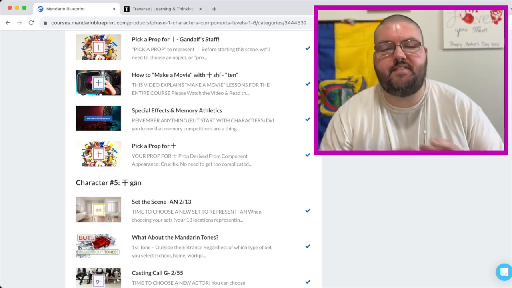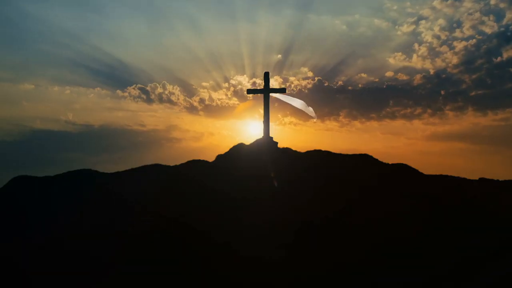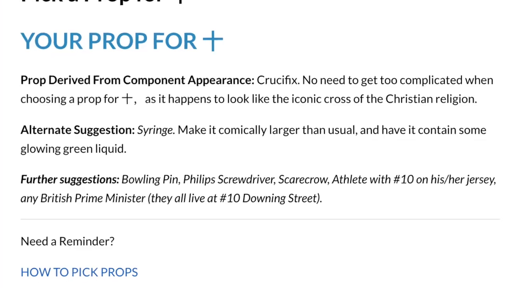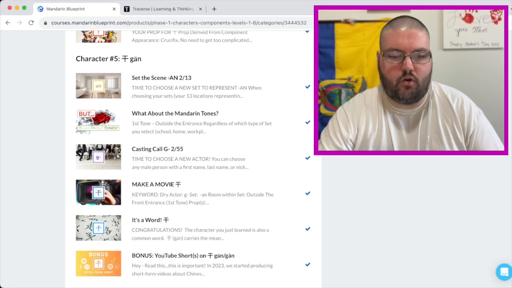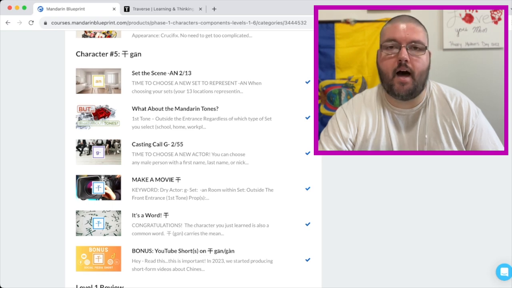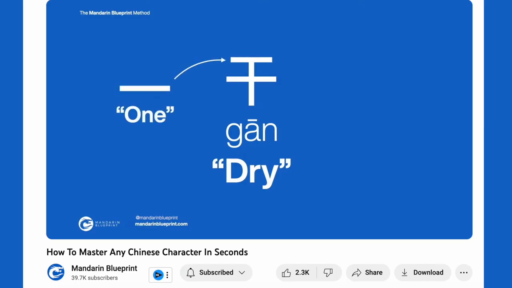So it builds. So then you pick a prop for that. So that way, if this is a component of a character, you now have a prop. I think most people use a cross or like a syringe or something like that. There's two or three different things that they recommend. And from there, you take the syringe or the cross and you put the razor blade on top. And so how do you take the cross and the razor blade and your G actor and your AN set outside the front door? And how do you get dry?